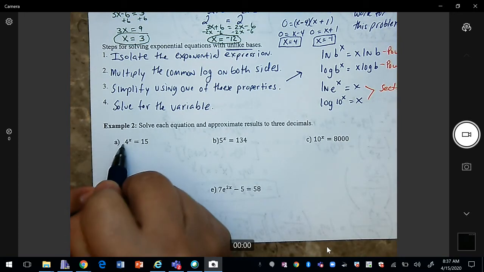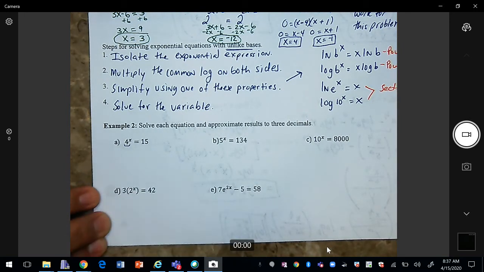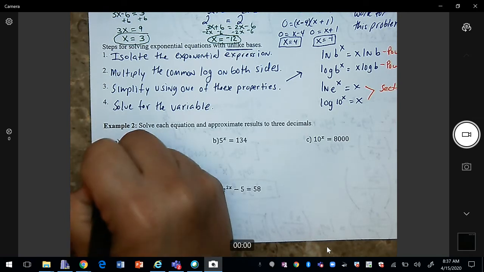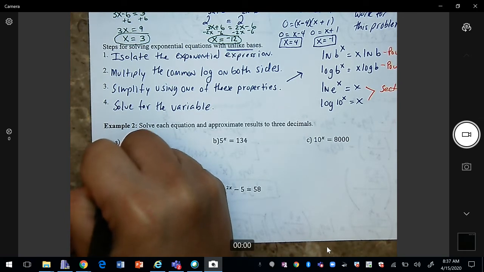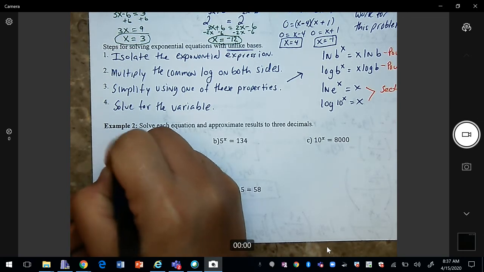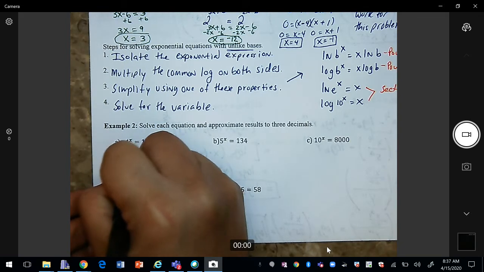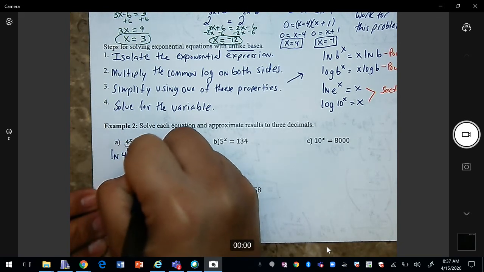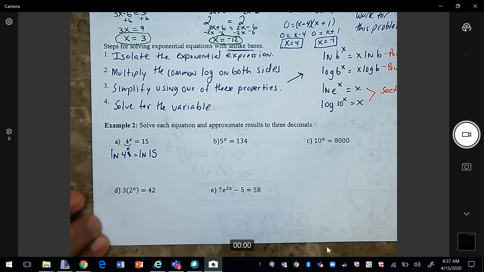So if you notice, this is my exponential part, and it is by itself. So we can go to step 2, which is to multiply by the common logarithm, or you can multiply by the natural logarithm. So I'm going to go ahead and multiply by natural log. Natural log of 4^x is equal to natural log of 15. So we have to multiply it on both sides.